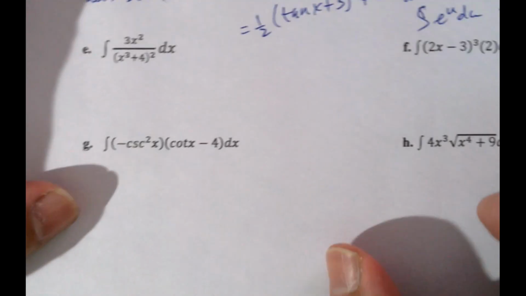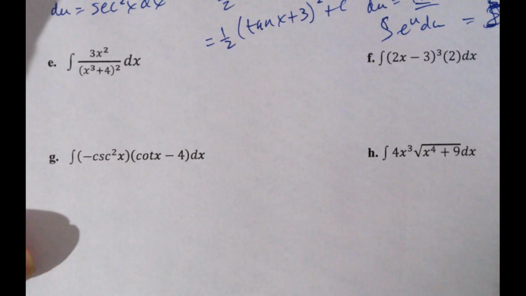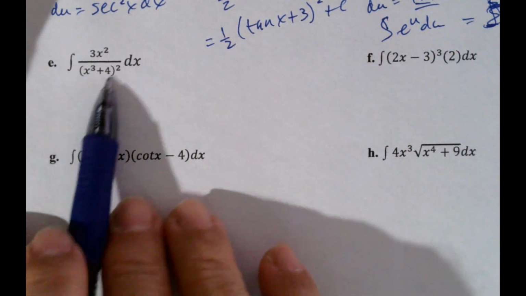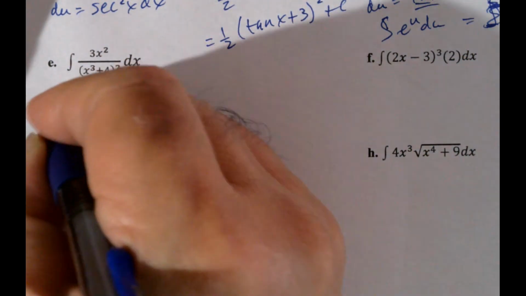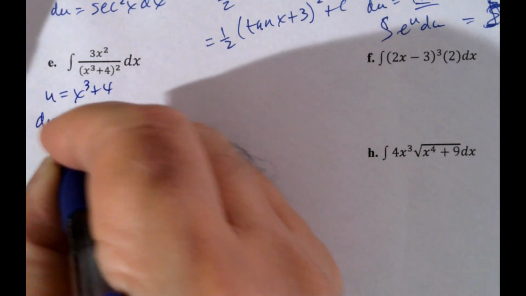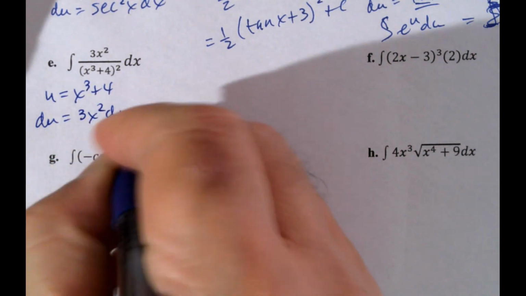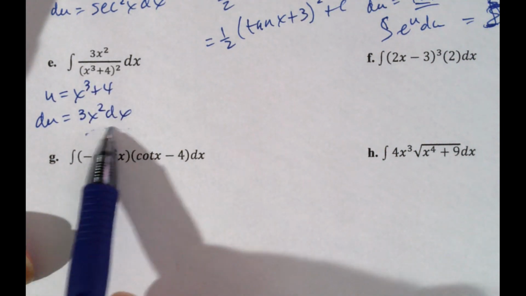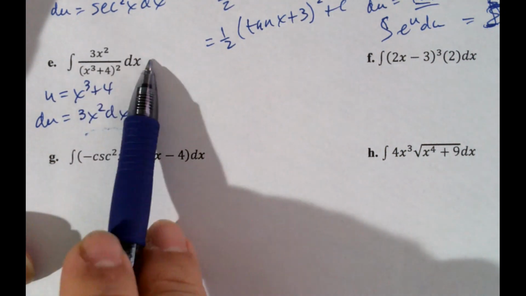Example E. Remember, you let u equal the inside of some other function. So I'm going to let u equal x cubed plus 4. So du equals 3x squared dx. And look there, 3x squared dx is right here. So that means that combination is replaced by du.